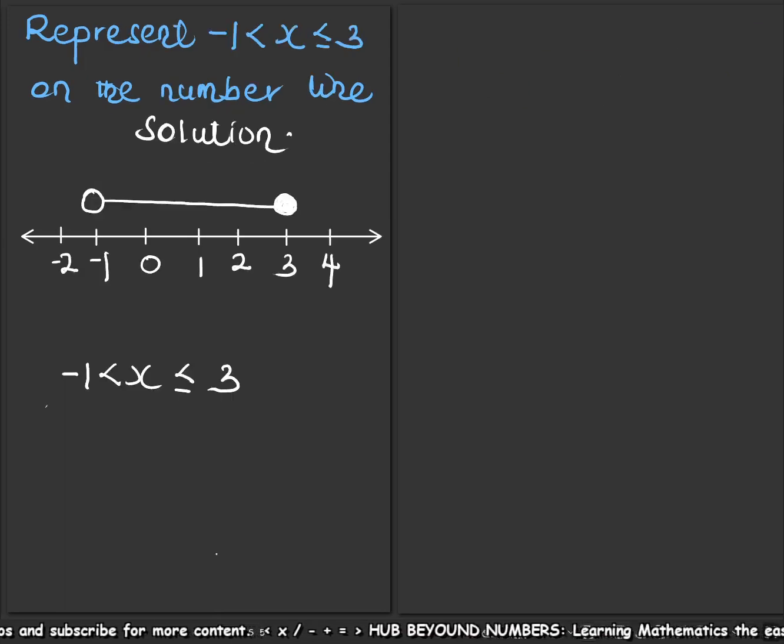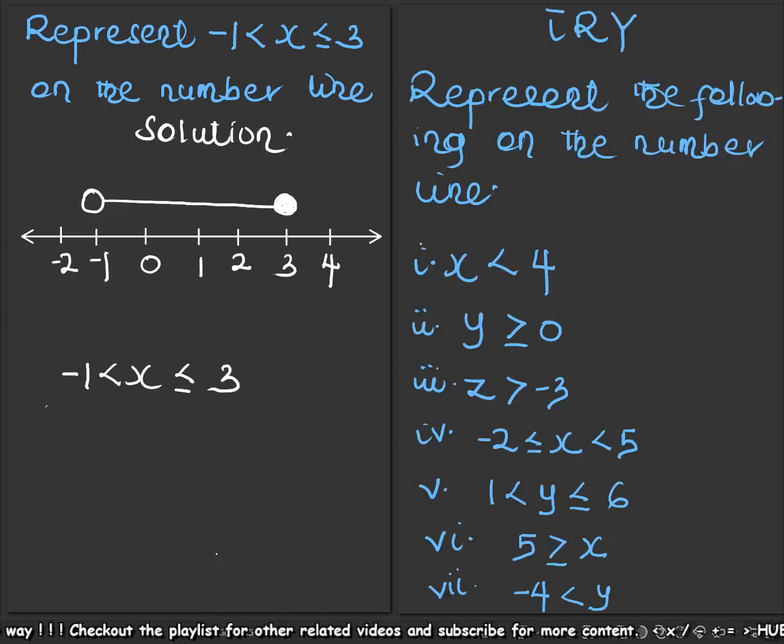I'll leave some exercises so you try on your own to test your understanding. So these are the exercise here. It says you should represent the following on the number line. So you have x is less than 4 all the way to negative 4 is less than y.